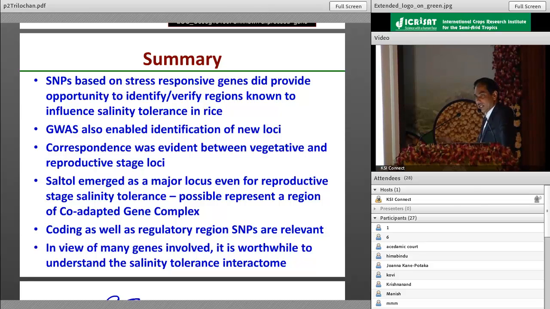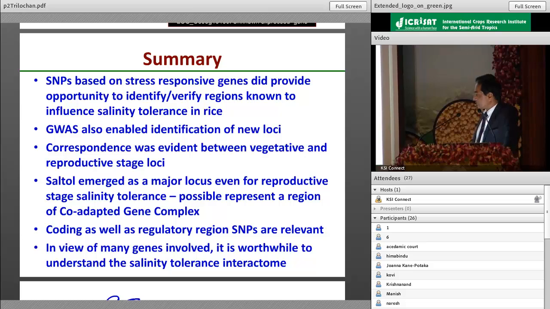Possibly because there are several genes located there, that region has been introgressed from a focal parent and transferred, and it contains a number of genes and possibly represents a co-adapted gene complex segment, where all the genes are co-inherited and go together, controlling expression of this particular trait. There could be other regions together influencing this. And coding as well as regulatory region SNPs, as discussed, are very relevant for establishing association and very specifically choosing from these genes which are showing differential expression.